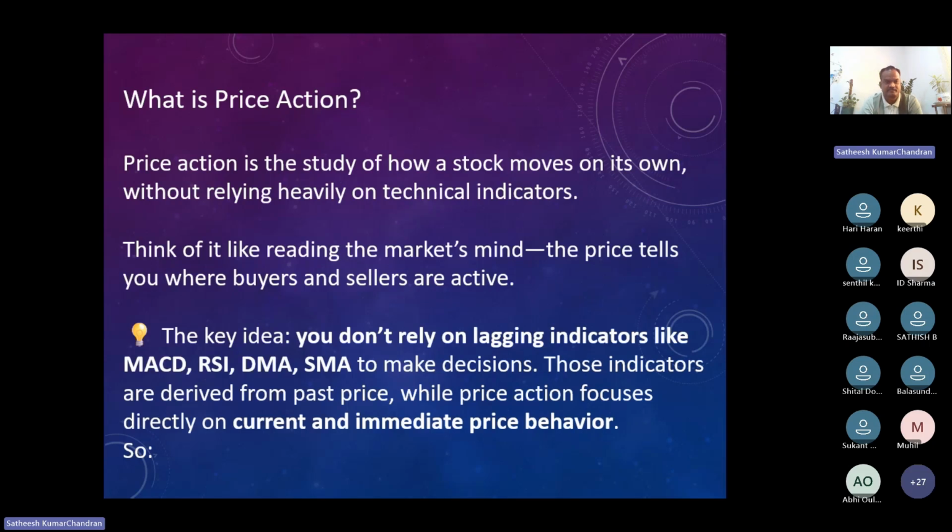The key idea: you don't rely on lagging indicators like MACD, RSI, DMA, SMA. It's all complicated. For an intermediate and basic investor and trader, you can follow price action only. Of course, there are people who follow these indicators. That is the best way of statistical representation.